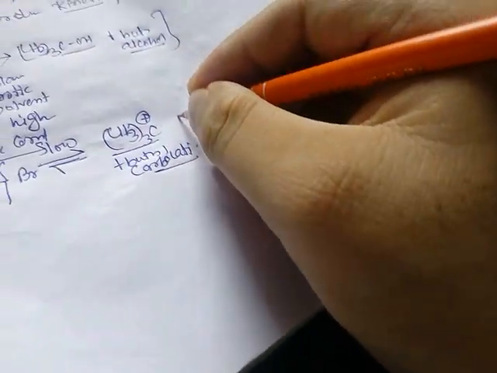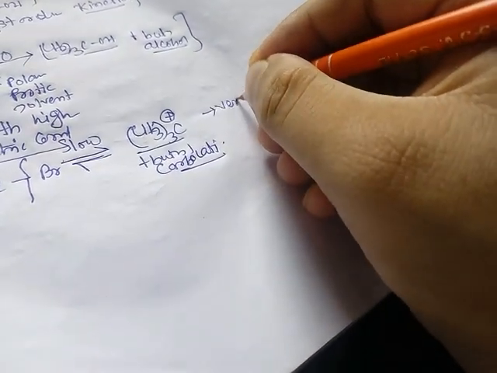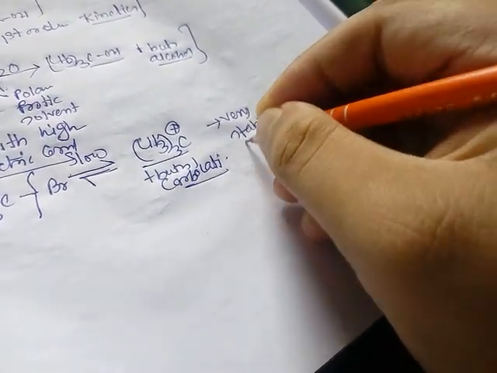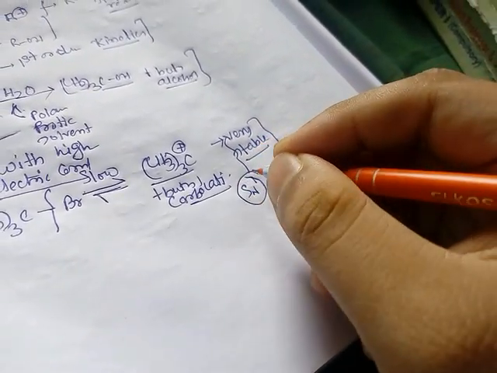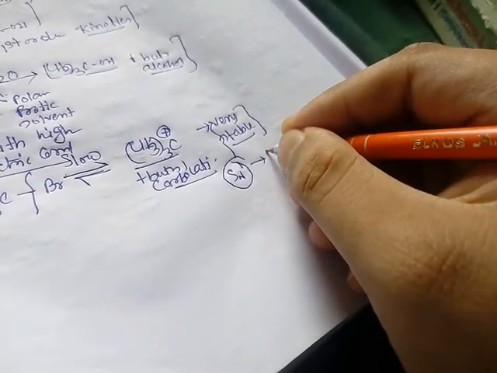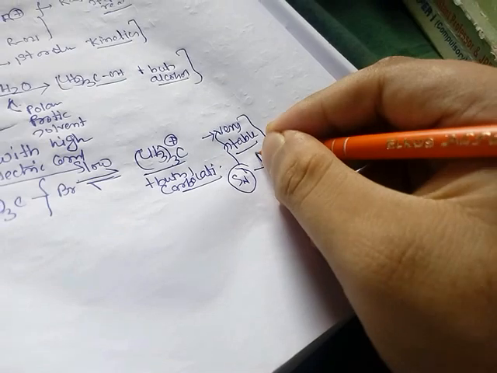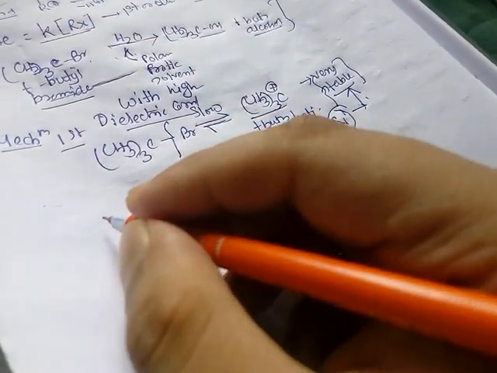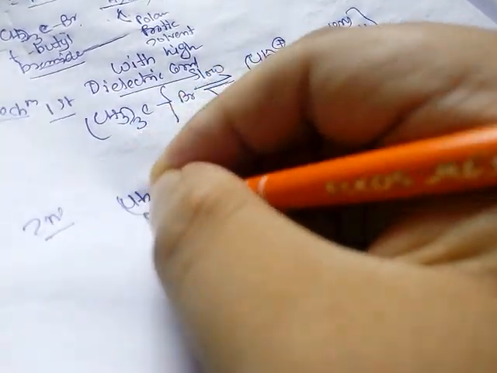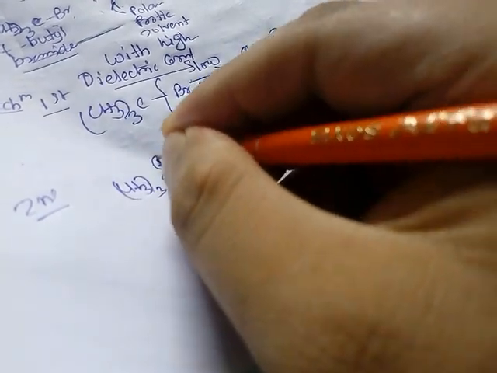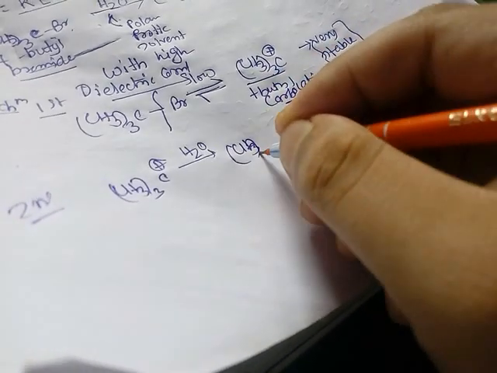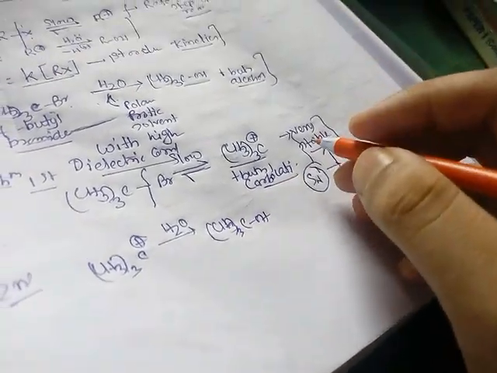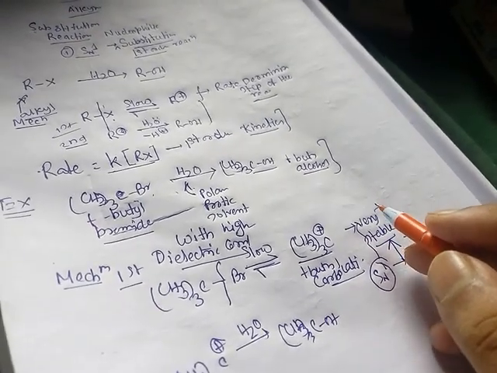Remember one thing, that the carbocation must be very stable. Without the stability of the carbocation, it cannot undergo the SN1 reaction. This is the main criterion. The carbocation must be very stable. Now in the second step, the carbocation C plus undergoes reaction with H2O to form (CH3)3COH, and that is the mechanism of this SN1 reaction.